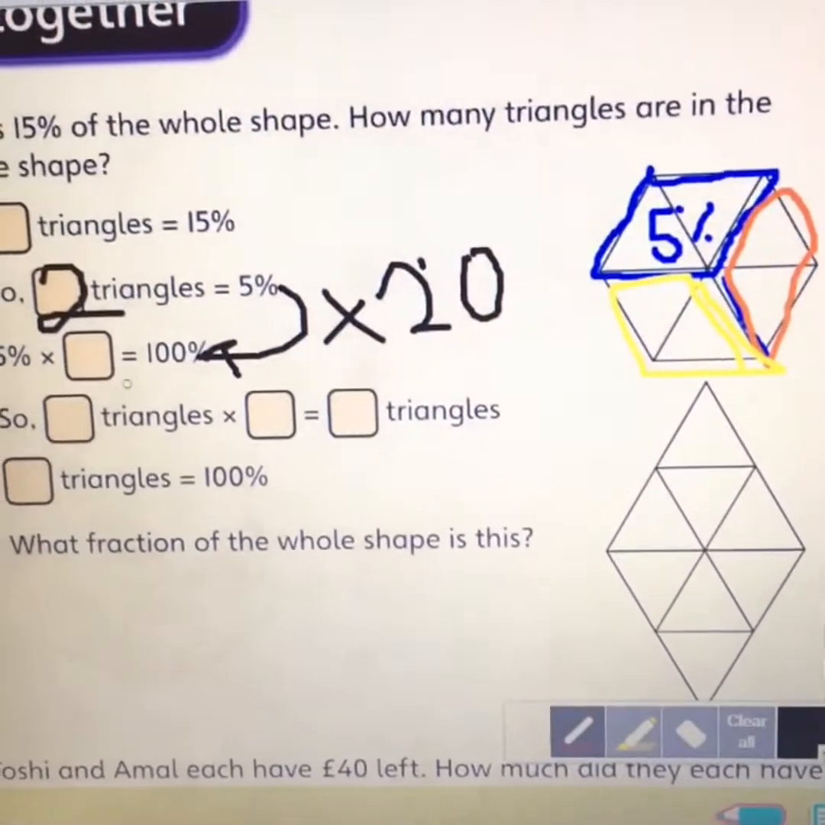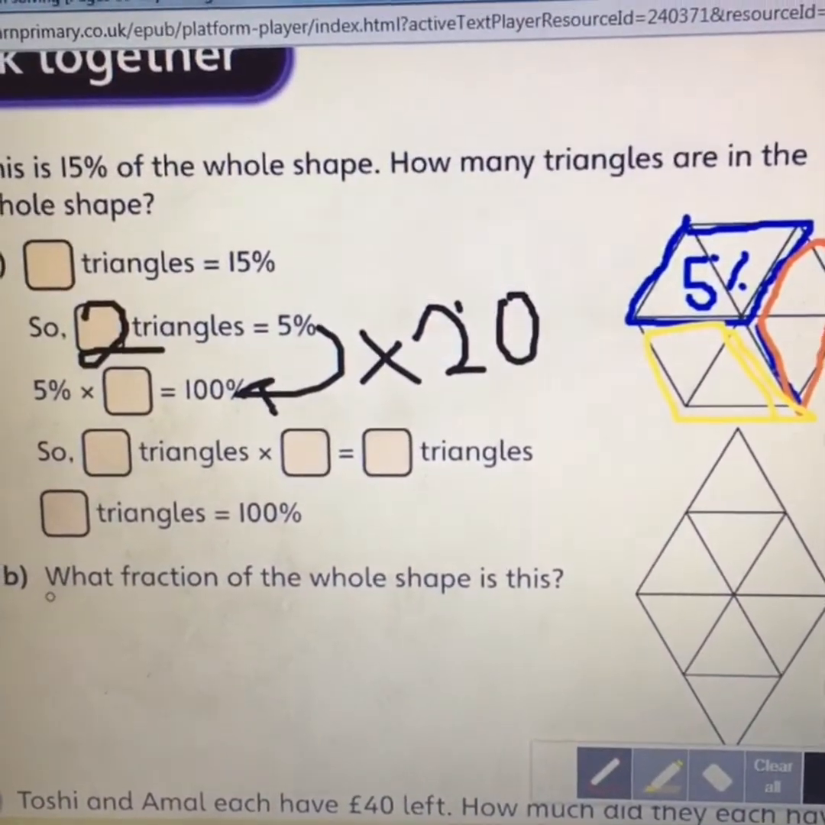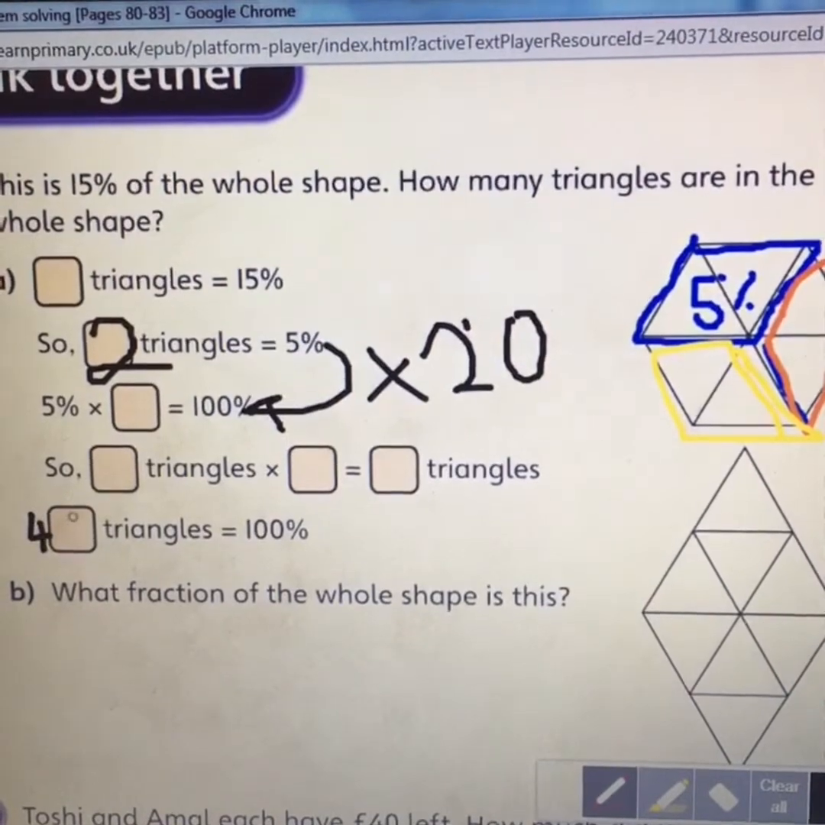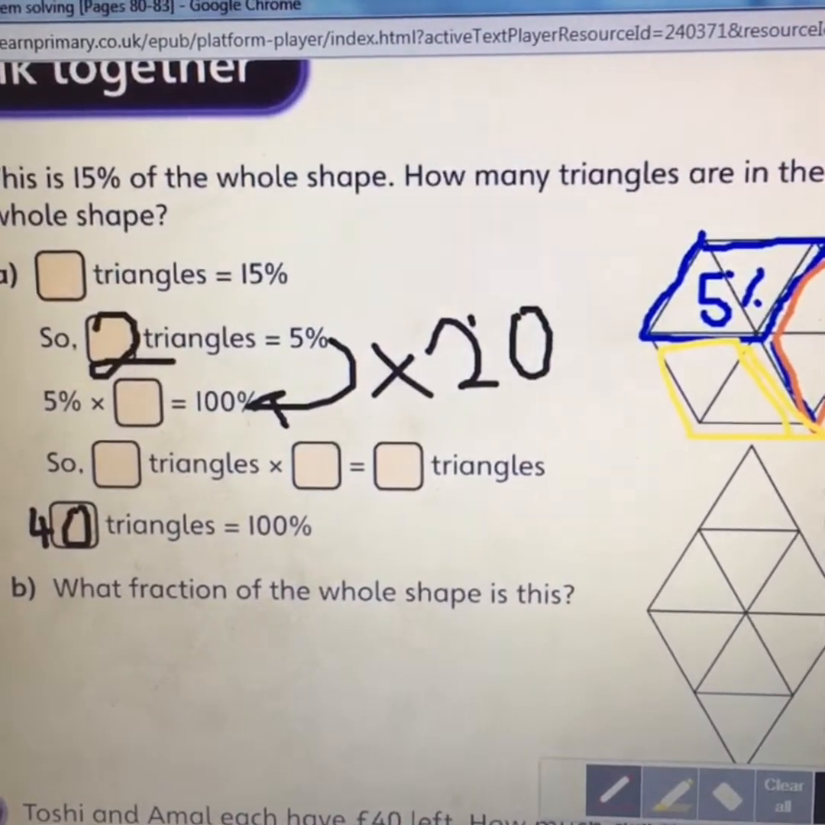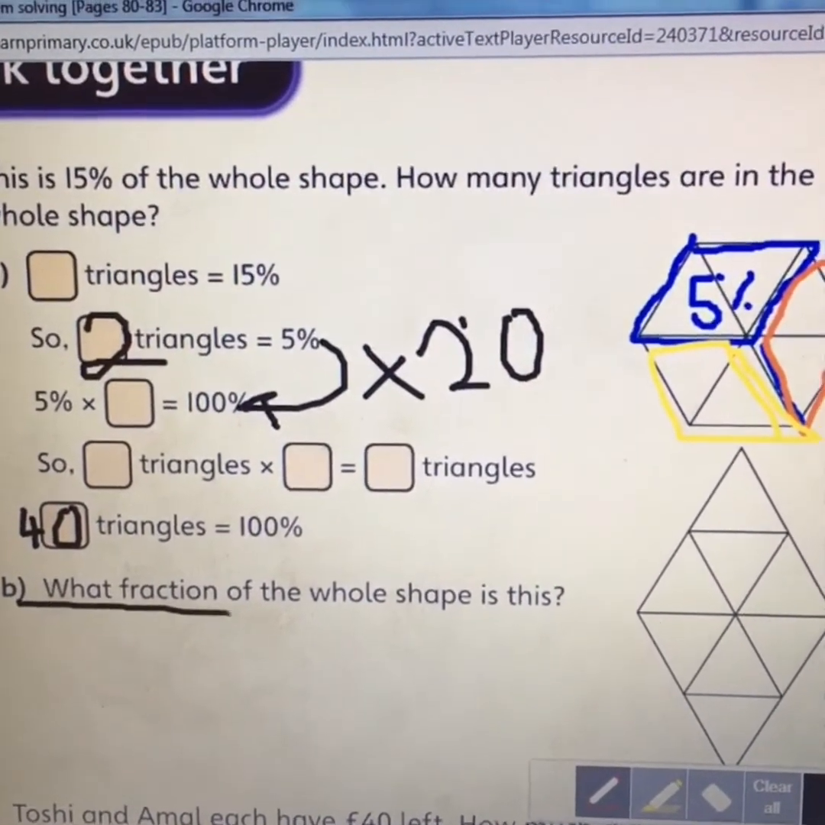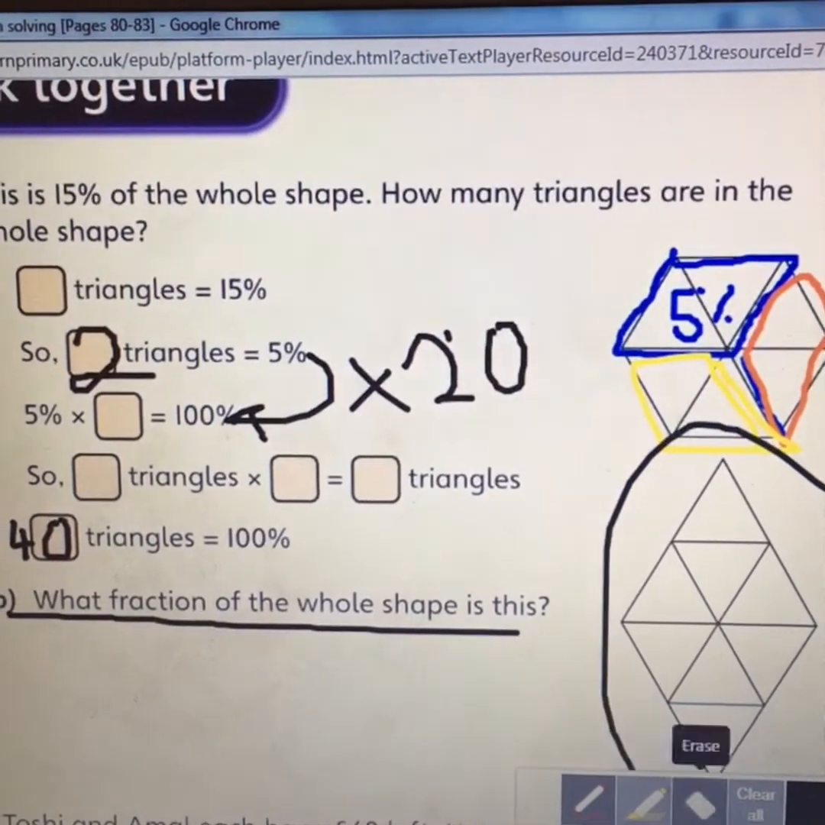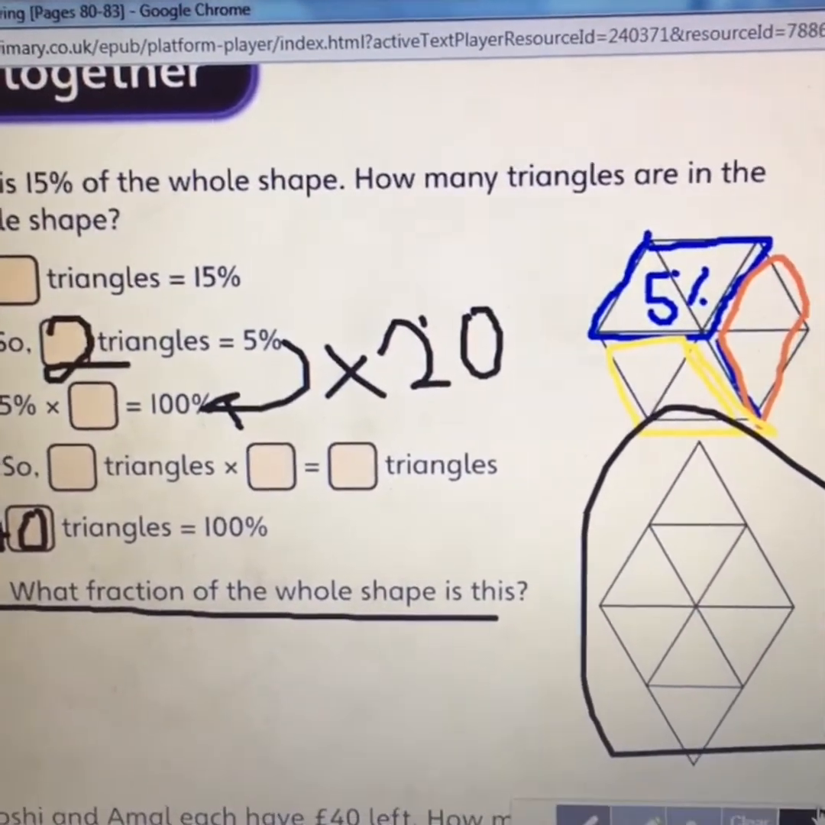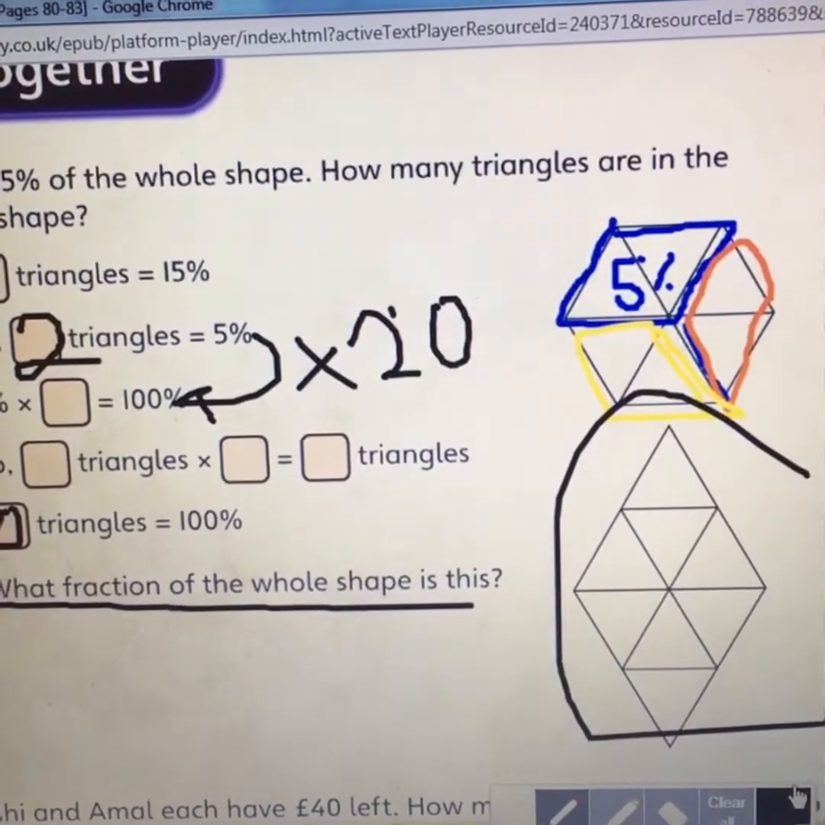Right, have a look at this next bit then, see if you can work this one out. If 40 triangles are 100% of the shape, what fraction of the whole shape is this? Have a go. Pause the video and then we'll go through it.